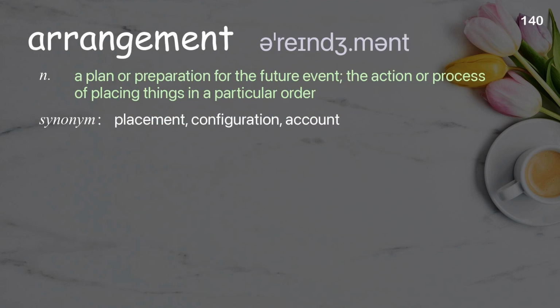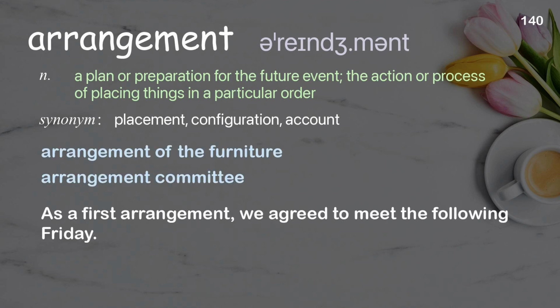Arrangement. A plan or preparation for a future event, the action or process of placing things in a particular order. Examples: Arrangement of the furniture. Arrangement committee. As a first arrangement, we agreed to meet the following Friday.